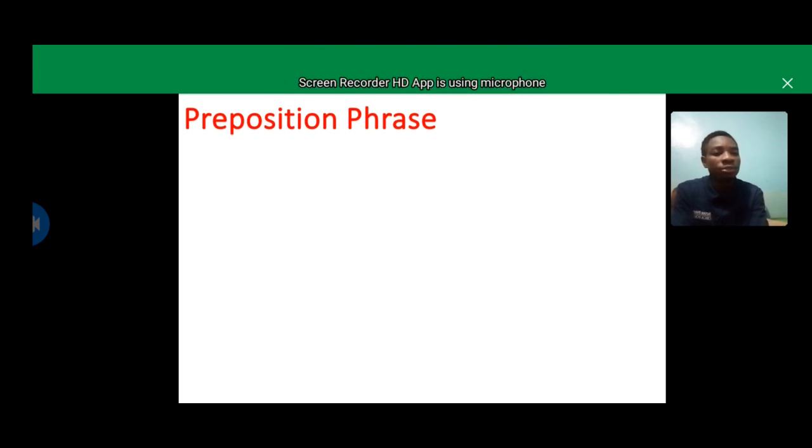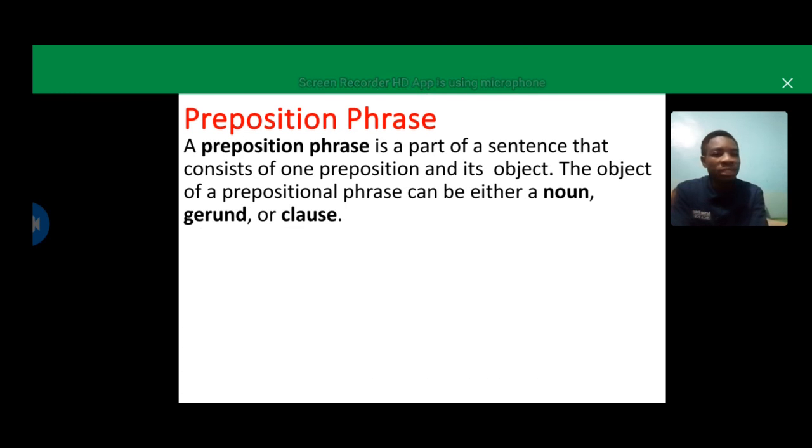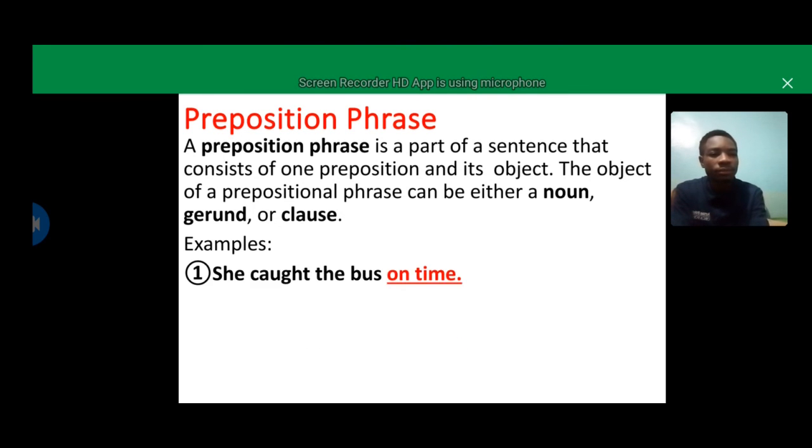Now to the preposition phrase. A preposition phrase is a part of a sentence that consists of one preposition and its object. The object of a preposition phrase can be either a noun, gerund, or clause. Examples. She caught the bus on time. So on time is a preposition phrase.